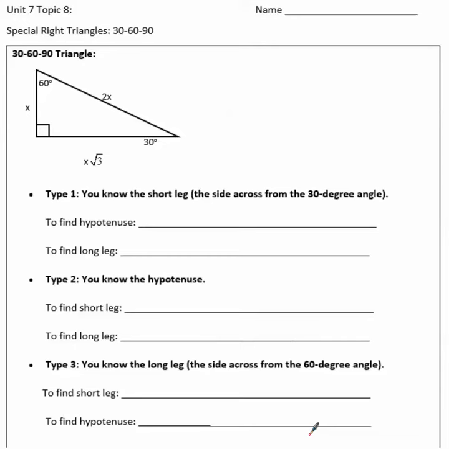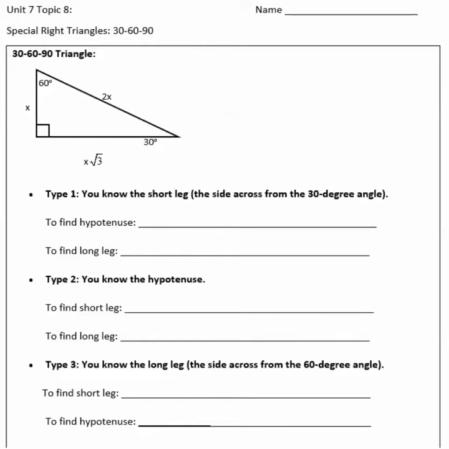Hello and welcome to Unit 7, Topic 8, Special Right Triangles: 30-60-90 special right triangles. This is the other type of special right triangle, and if we memorize a few things, then we can find out information pretty quickly for this type of triangle as well.